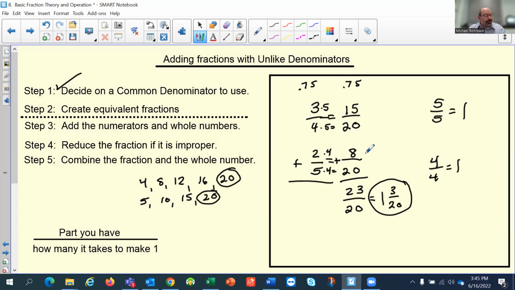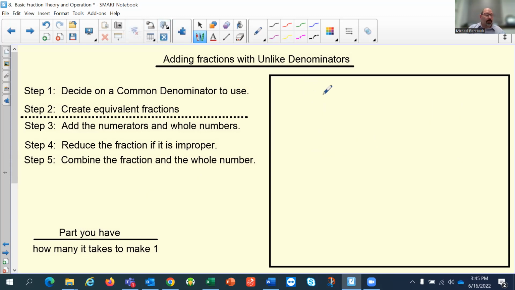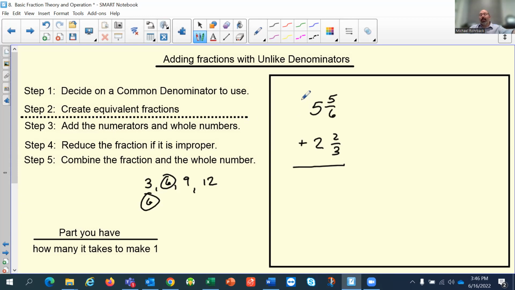So we're going to do another example. And I'm actually going to pull one right here from this lovely book that I have next to me. It is a Kaplan book. And we're going to do number 11. So number 11 in the Kaplan book, it's page 247 in this edition, but it's 5 and 5/6 plus 2 2/3. We're going to go through these steps again. So first up, decide on a common denominator to use. Well, if you do your times tables, 3, 6, 9, 12, that's your 3 times 1, 3 times 2, 3 times 3. And 6, as soon as we look at the 6, oh, we got it. Got it. We don't have a lot of work to do here.